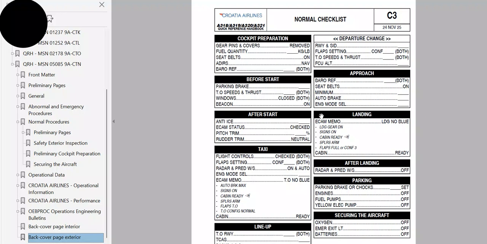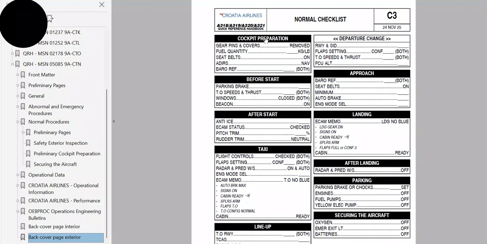Let's do one example: cockpit preparation. So the pilot flying, after a specific trigger, calls for the cockpit preparation checklist. Then the pilot monitoring takes the checklist and reads only the left side: gear, pins and covers. Pilot flying checks and answers removed. Fuel quantity. Then the pilot flying presses the fuel page, checks the quantity, checks the balance, and answers 8,000 kilograms balanced, and so on. At the end of the cockpit preparation checklist, the pilot monitoring needs to announce cockpit preparation checklist completed.